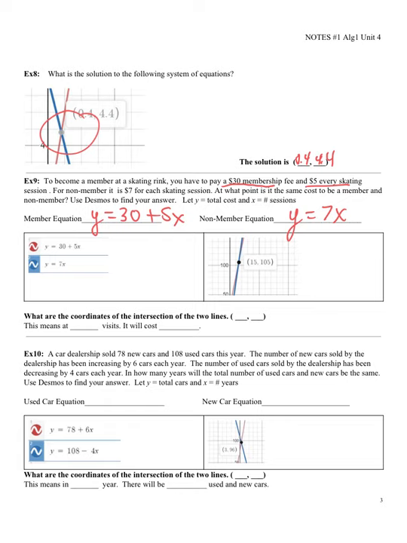When you bring this to Desmos, and you should practice doing this while you're going through the notes, you will see that the solution, or where they intersect, is (15, 105).